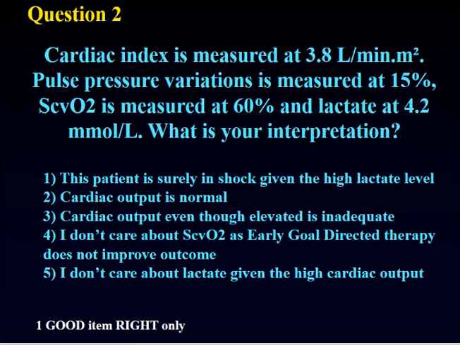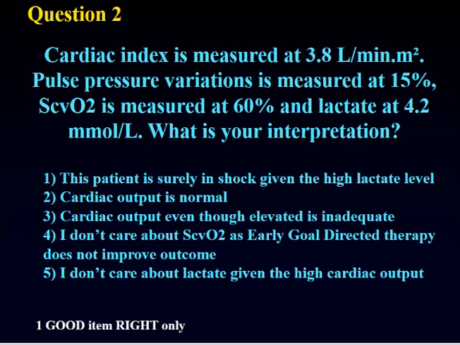So we measure this cardiac output at 3.8. We know that pulse pressure variation is 15%, but now we measure the SVO2 at 60%. And the lactate is at 4.2. What is our interpretation now? The patient is in shock due to the high lactate level. The cardiac output is normal. The cardiac output, even though elevated, is still inadequate.